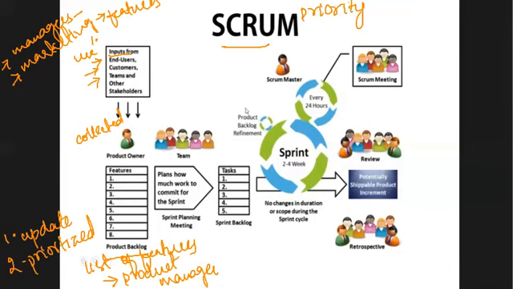Now from this product backlog, you're going to make a plan of how much work you're going to do and you're going to commit for the sprint. This task is going to be done by the team members that are going to do the coding part, the designing part, the testing part.